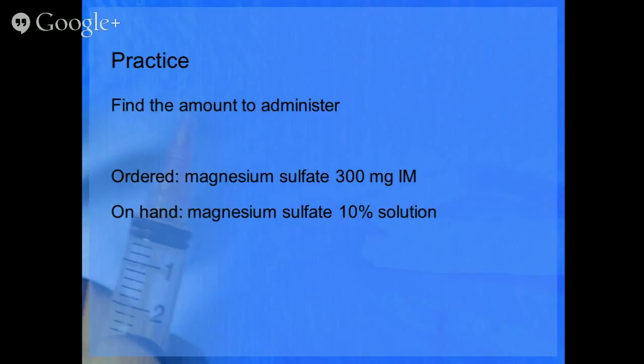So we have magnesium sulfate at 300 milligrams IM order. And on hand, we have magnesium sulfate 10% solution.